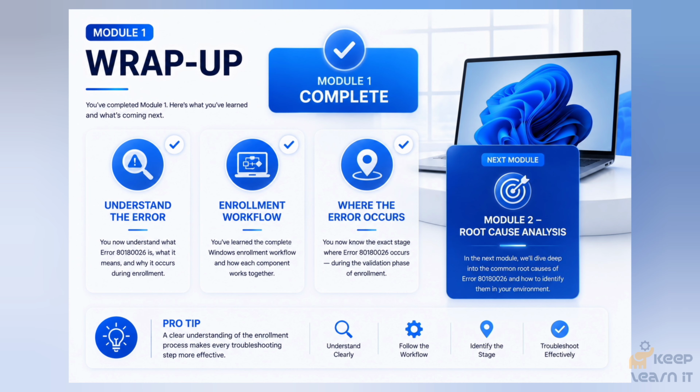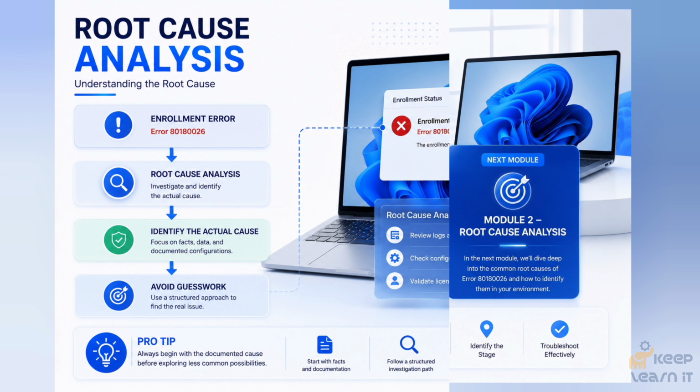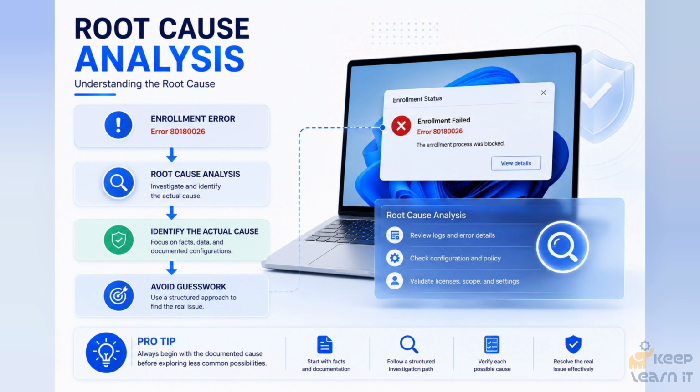In this module, we've built the foundation for understanding error 80180026. We learned what the error represents, where it appears in the Windows enrollment process, and why understanding the enrollment workflow is essential before troubleshooting. In Module 2, we'll begin identifying the specific conditions that can trigger this error and learn how to recognize each one.